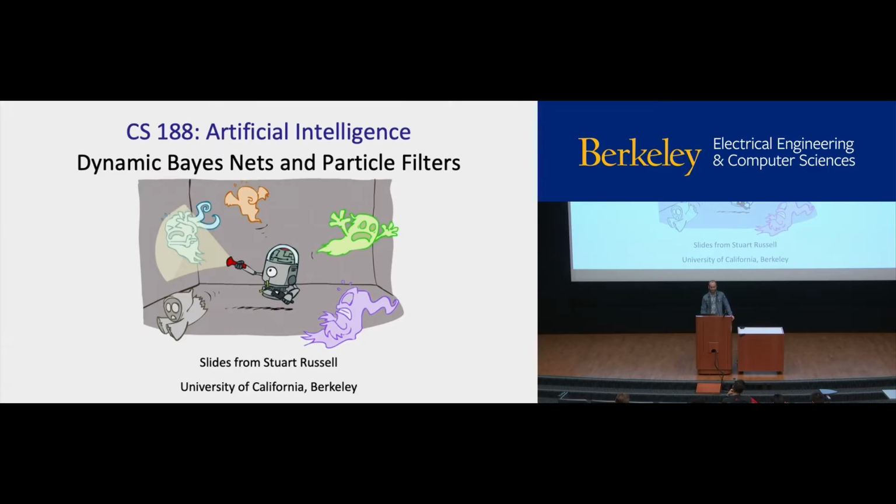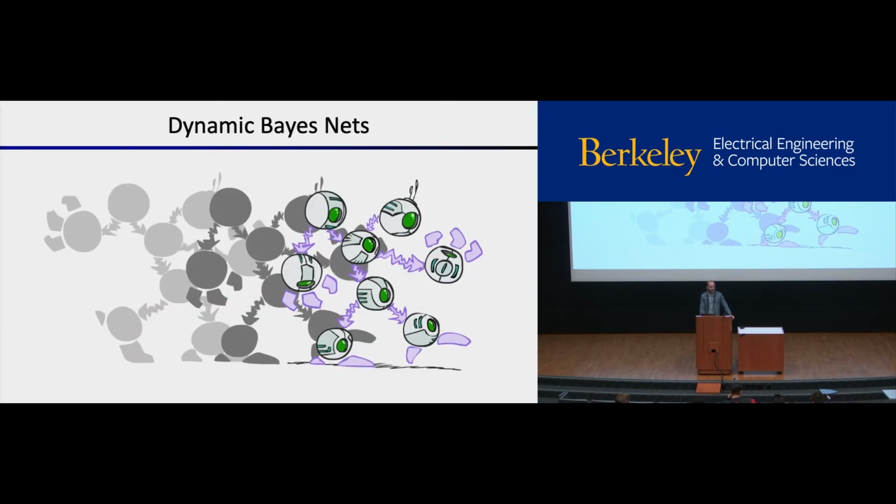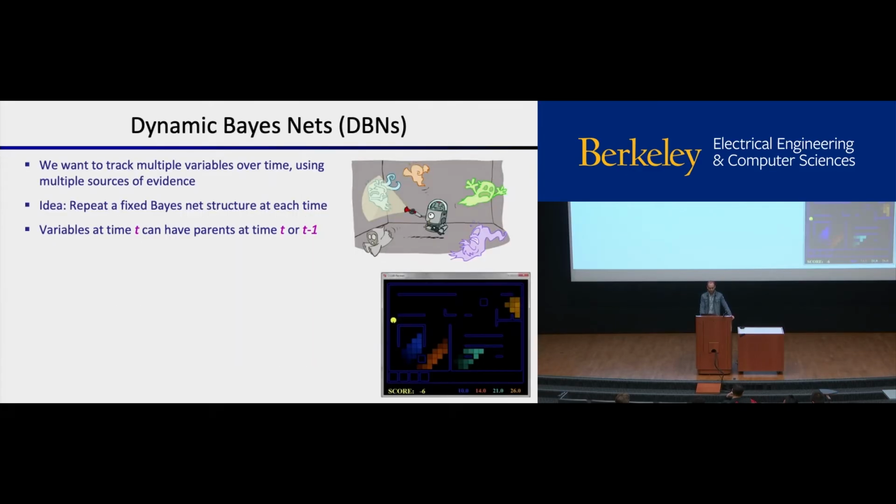Okay. The next topic is dynamic Bayes nets and particle filters, which are how we can do inference in dynamic Bayes nets. Here's a little drawing of a dynamic Bayes net. So, we just talked about hidden Markov models before we talked about Bayes nets, and this is going to basically combine them together in what hopefully will strike you, if not immediately, at least in retrospect, as the obvious thing to do.